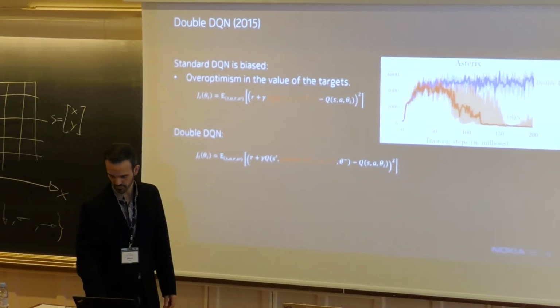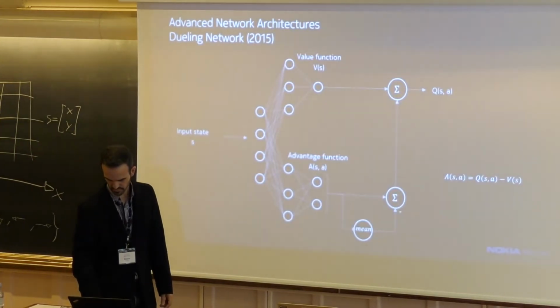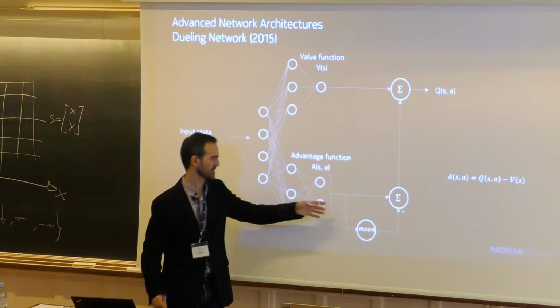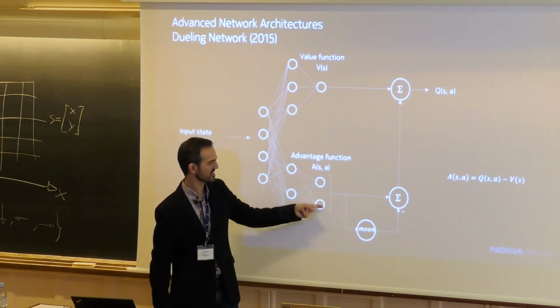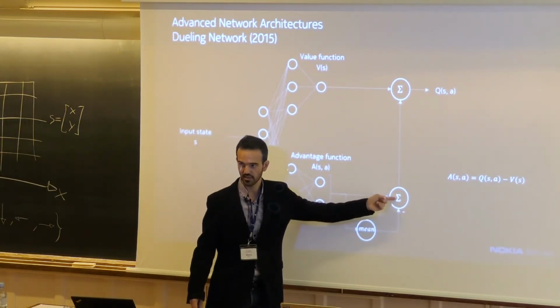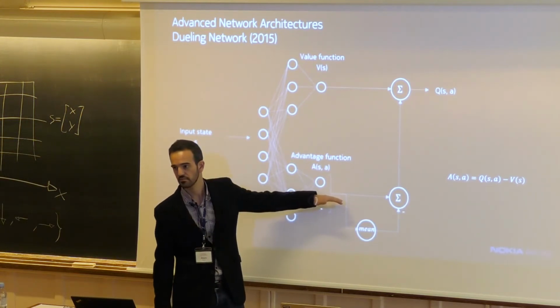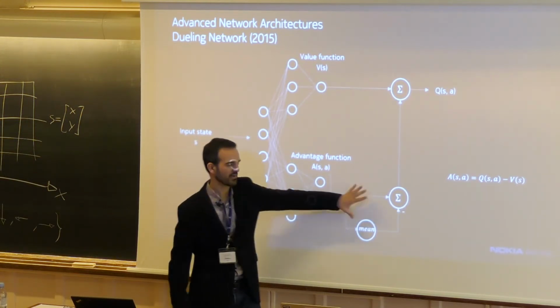Why do we need this mean branch? It's just to normalize. You compute the mean over all of the advantages, and then you subtract it, such that the mean is 0 here. This is for stability reasons. It plays really no major role.